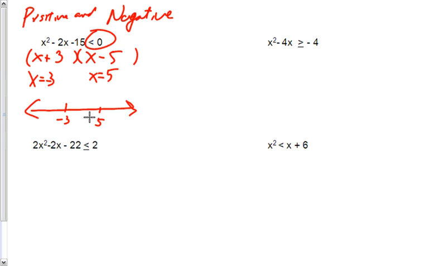Okay. So, step 1, we're going to try some spots. Let's try 0. I always plug 0 into the original because it's easy. 0 minus 2 times 0, which is 0, minus 15.